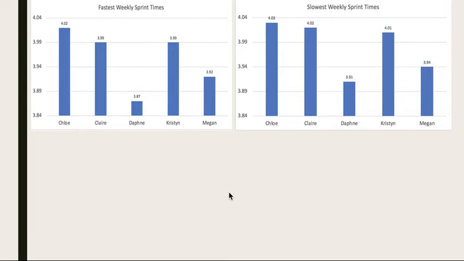All right, so slide 2, looking at Monday's sprint times. And then Friday's sprint times. On Monday, all the athletes showed more neurological readiness than on Friday, meaning their sprint times were faster. They were more neurologically ready to go.